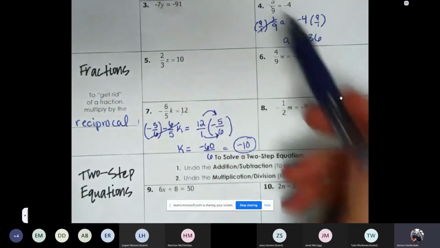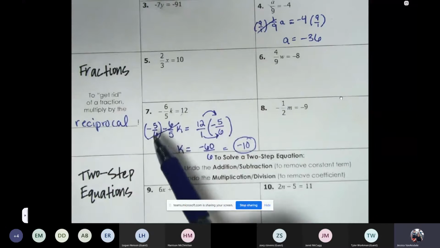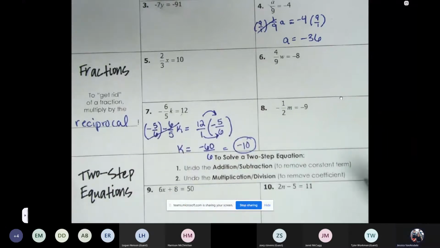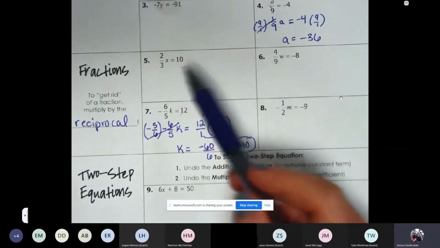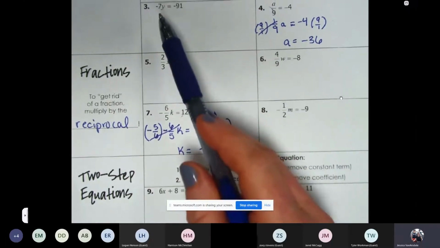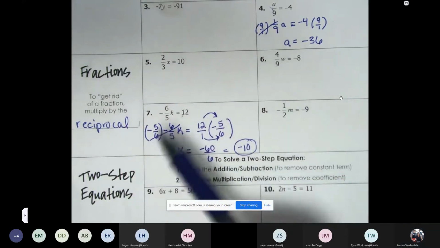And again, these are just one step. This is kind of crazy looking, but we just had to do one thing here. We just had to multiply by the reciprocal. So on this one, you multiply by the reciprocal. On this one, you multiply by the reciprocal, and this one too. Here, you're going to divide by -7. You're going to do these by yourself, but I just wanted to give you examples of some that look a little bit weird.